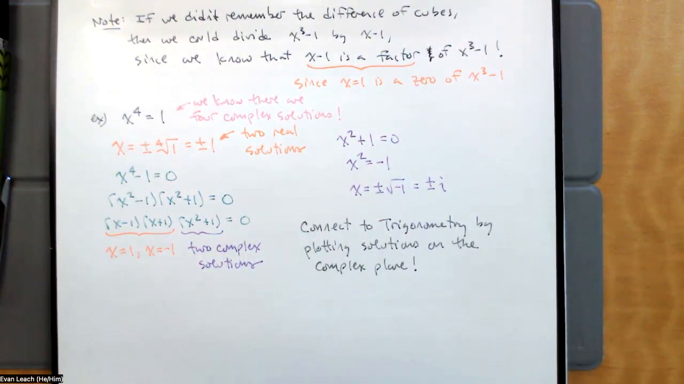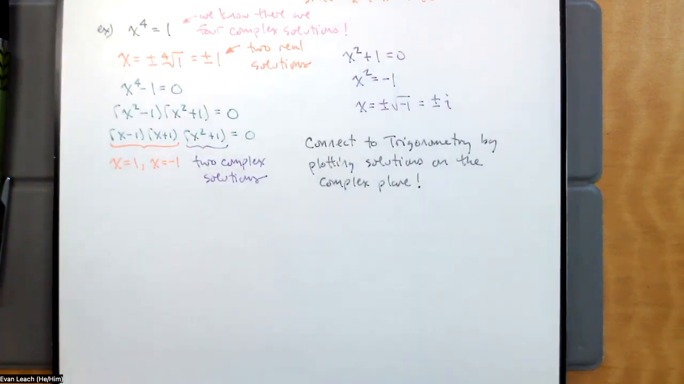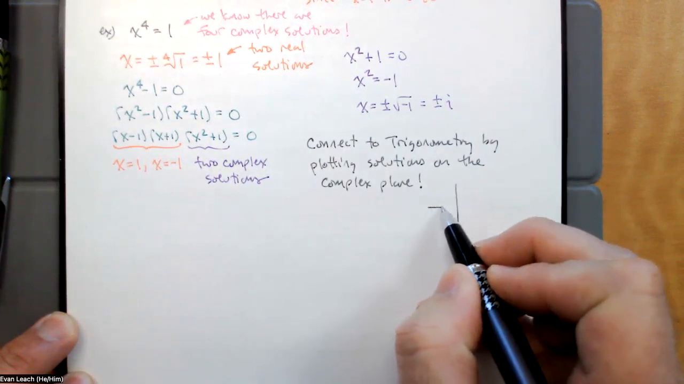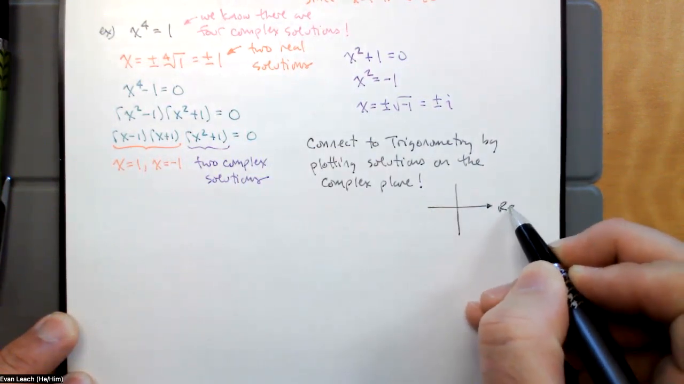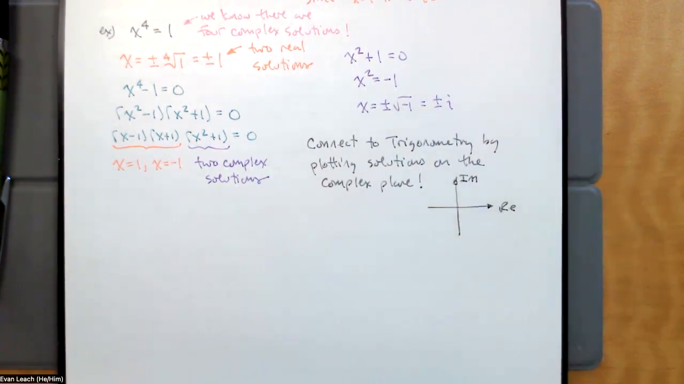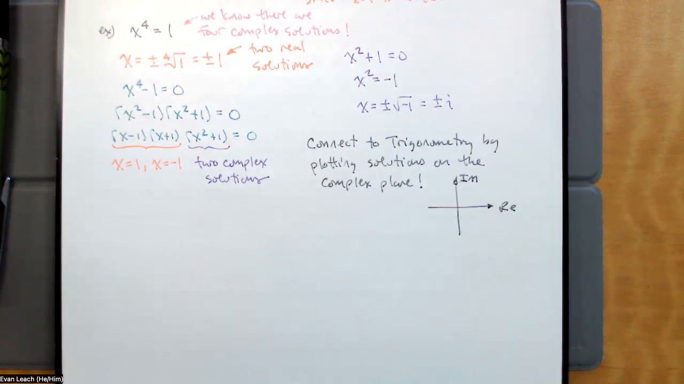We're going to connect these solutions to these algebraic problems in trigonometry by plotting the solutions on the complex plane. So the complex plane just has 2 axes, a real axis and an imaginary axis. I know it looks like an X and Y axis. It's totally not an X and Y axis. Totally not. It's a real axis and an imaginary axis. See how different it is?